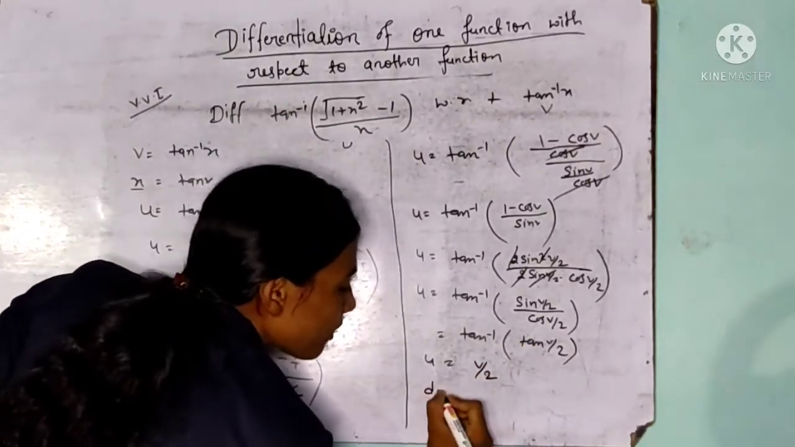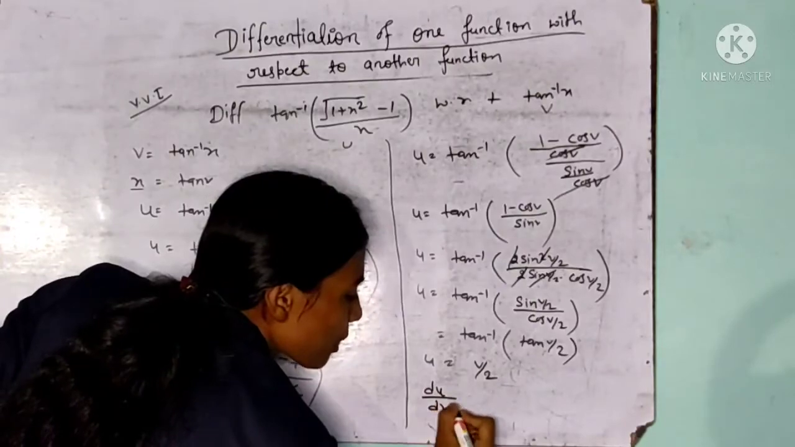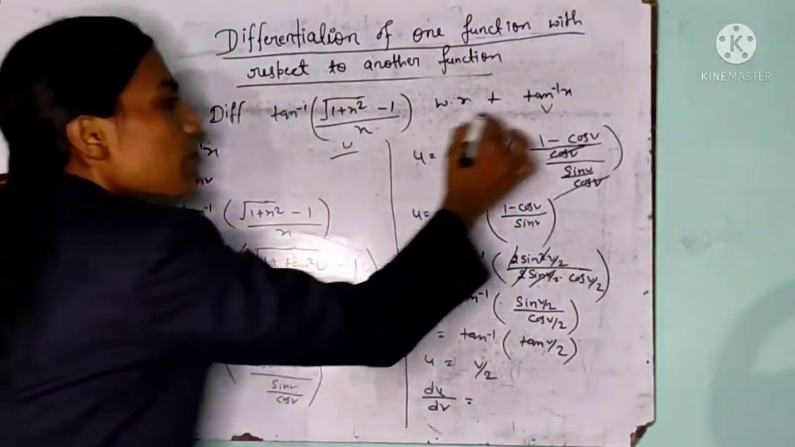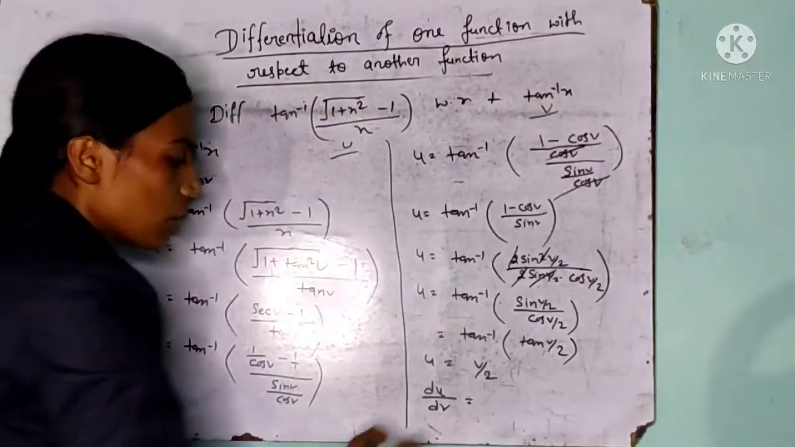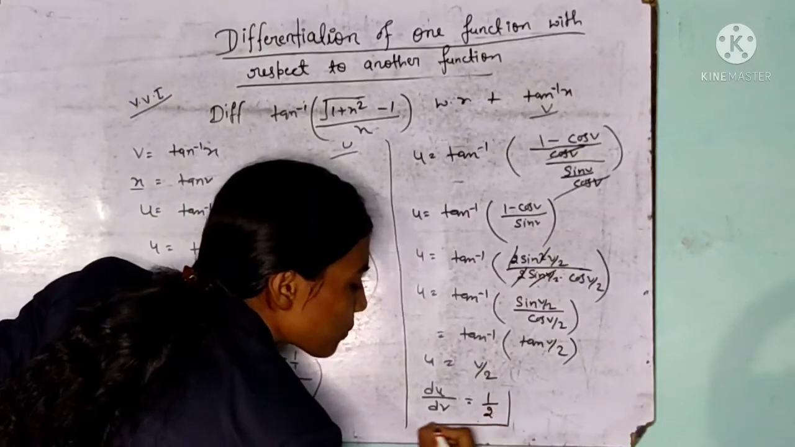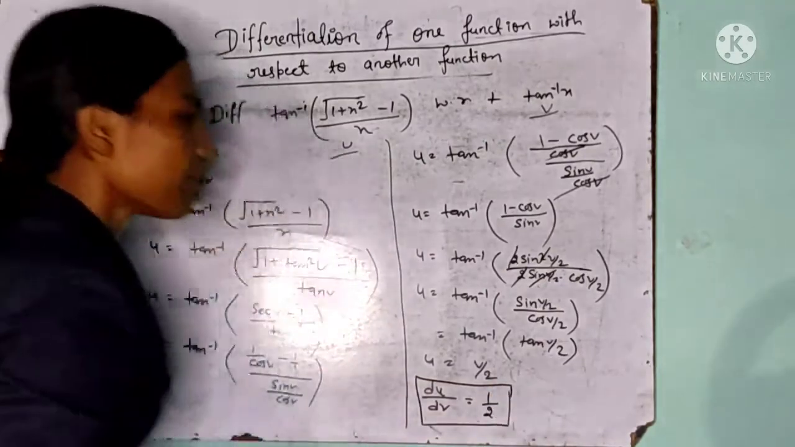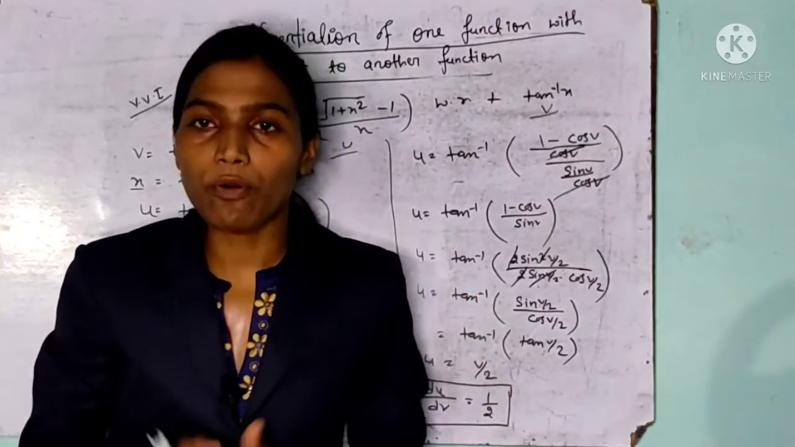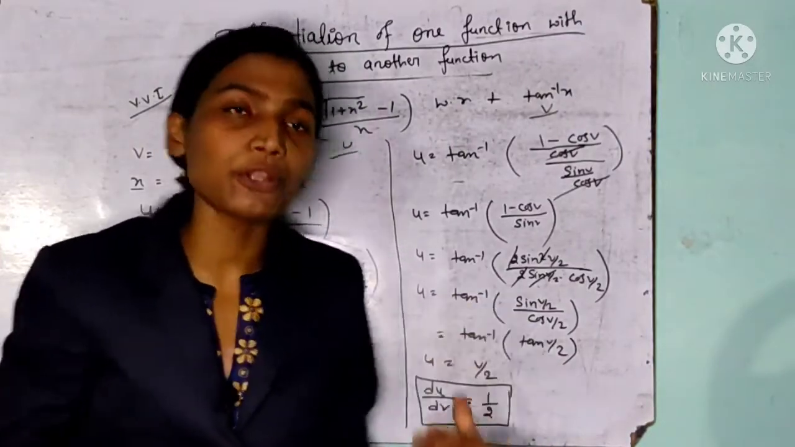Now find the differentiation du with respect to v, because we need to find the first function with respect to another function. So du by dv is equal to simply 1 by 2. So this is the way to find the differentiation of one function with respect to another function. I hope you can understand. Again I am going to repeat it.